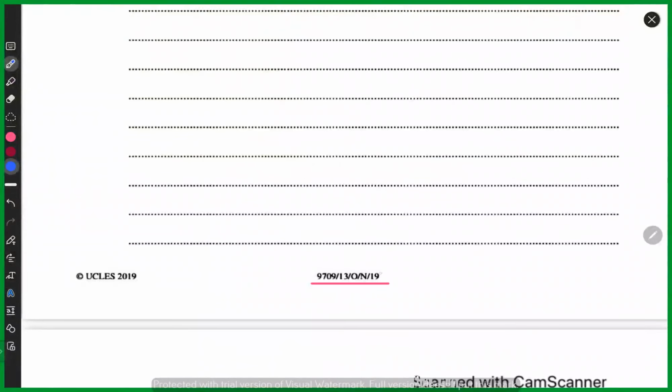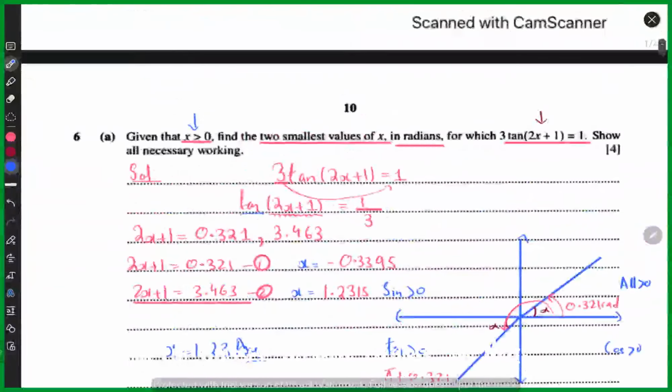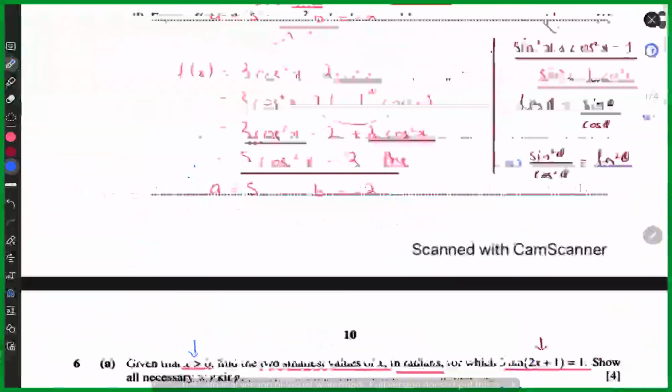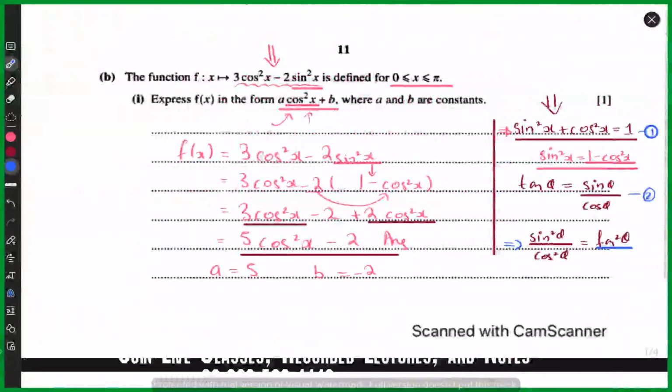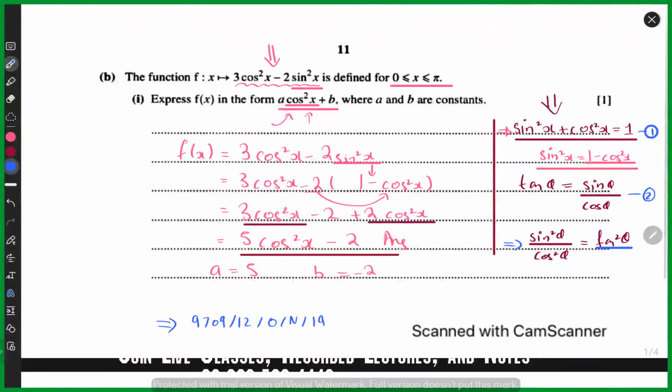Miss, for the B part 1, I cannot find it from the same paper, 12 October November 19. Okay, wait one second. Let me see again, because I take screenshots from my phone. B part is this one. I'll write it down here. It's 9709/12/October November/19. This is the part. I'll just take a screenshot of the entire thing and send it to you directly, okay?